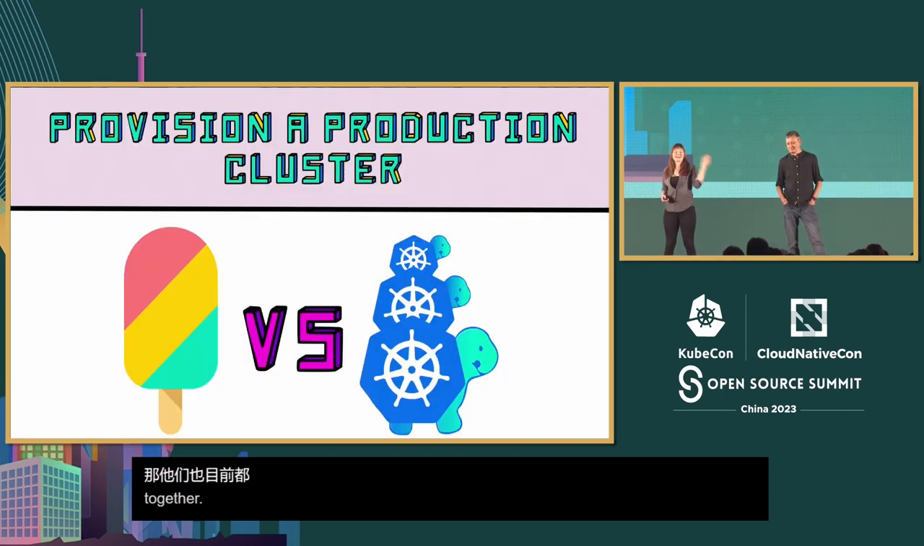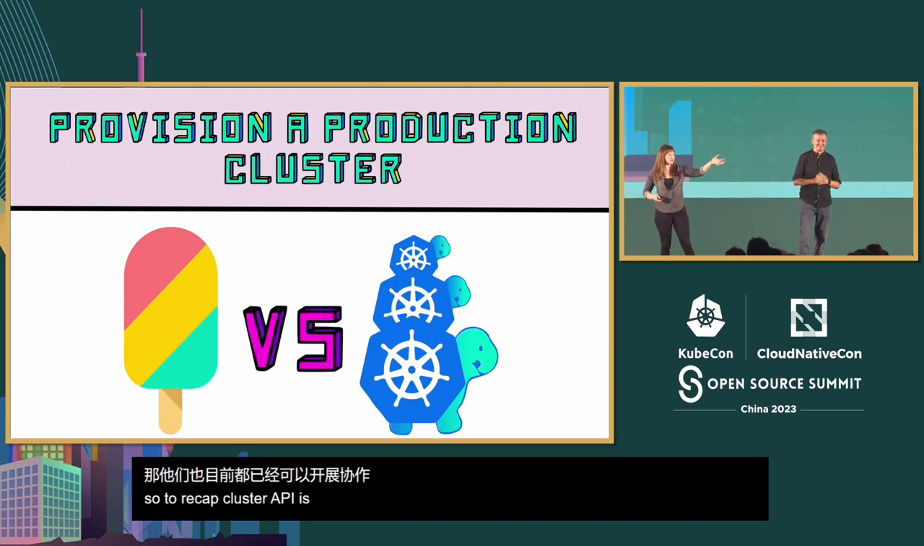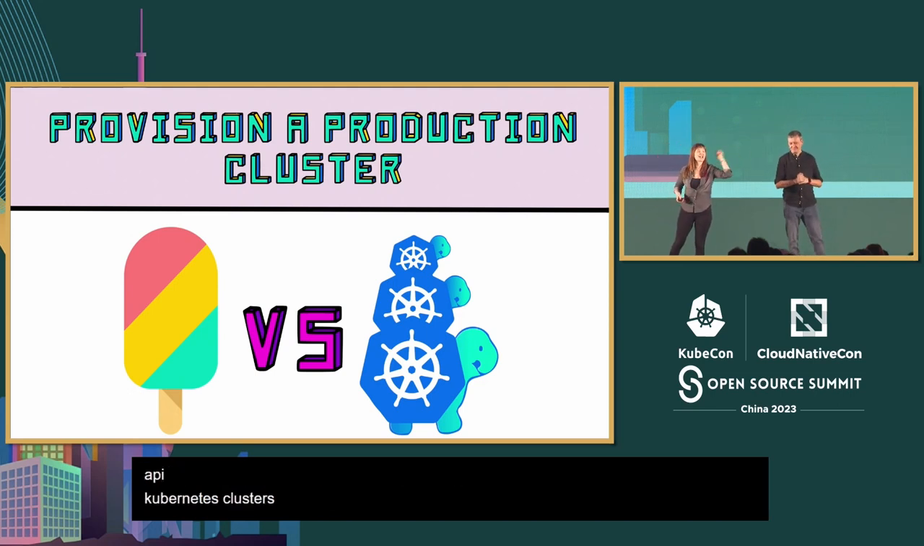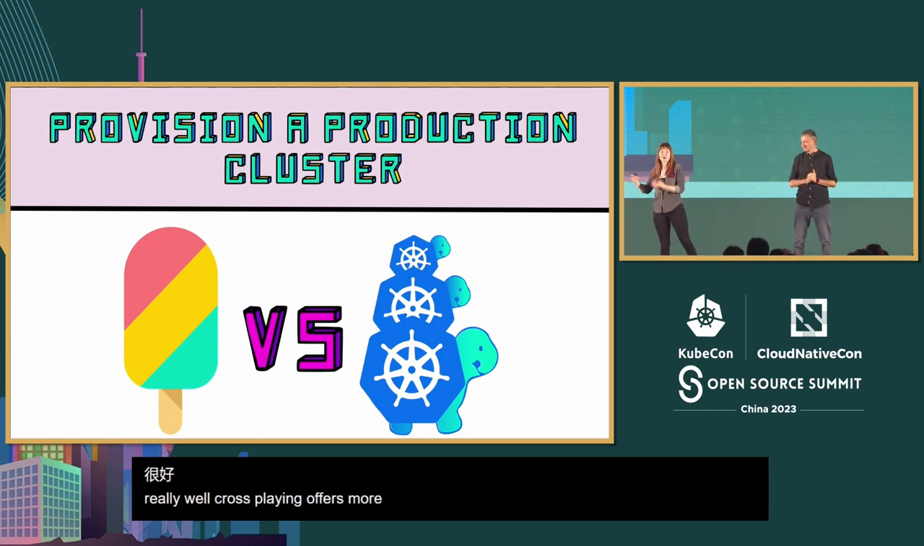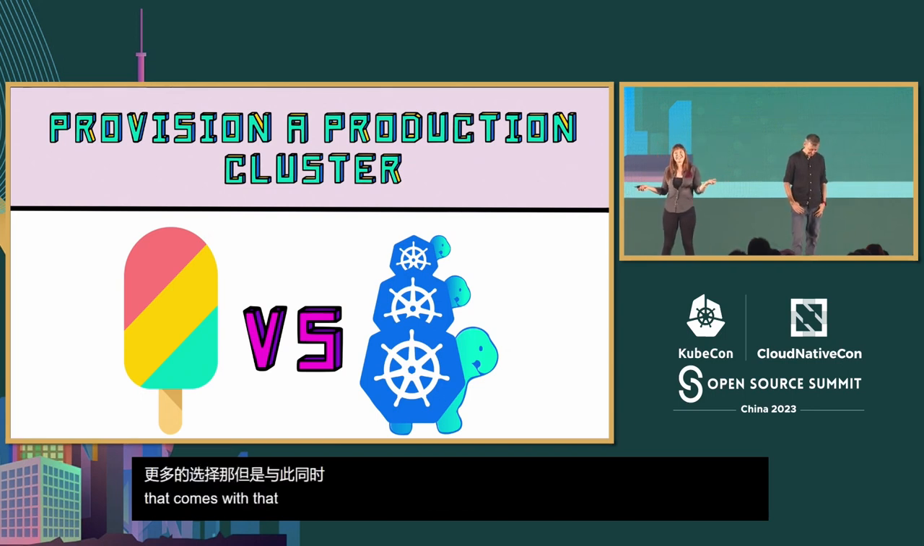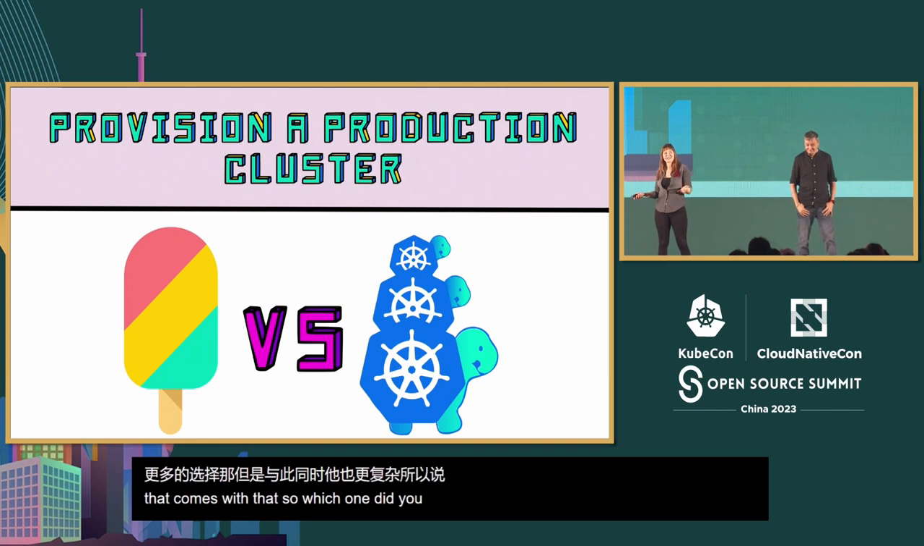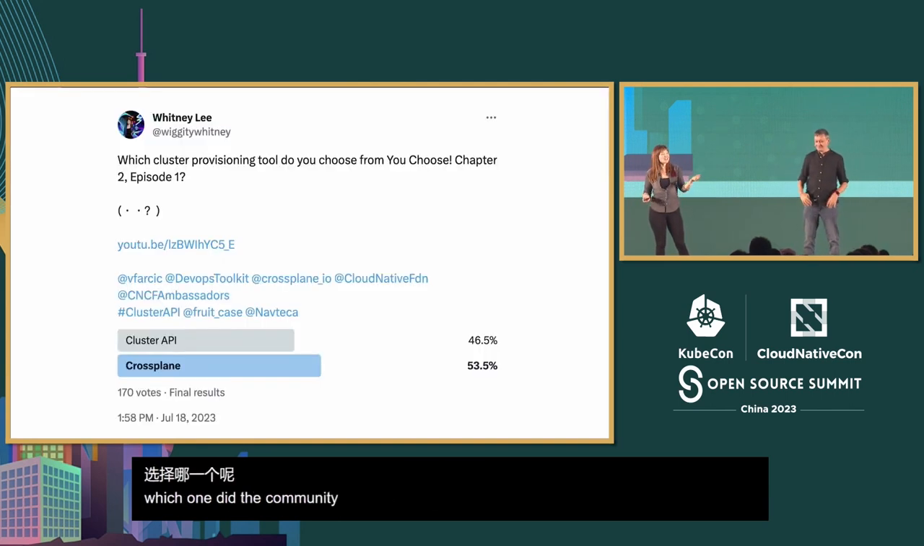So to recap, Cluster API does one thing. It provisions Kubernetes clusters, and it does that thing really, really well. Crossplane offers more options and more flexibility, but there's a lot of extra complexity that comes with that. So which one did you choose? Which one did the community choose? Y'all chose Crossplane. So Viktor.